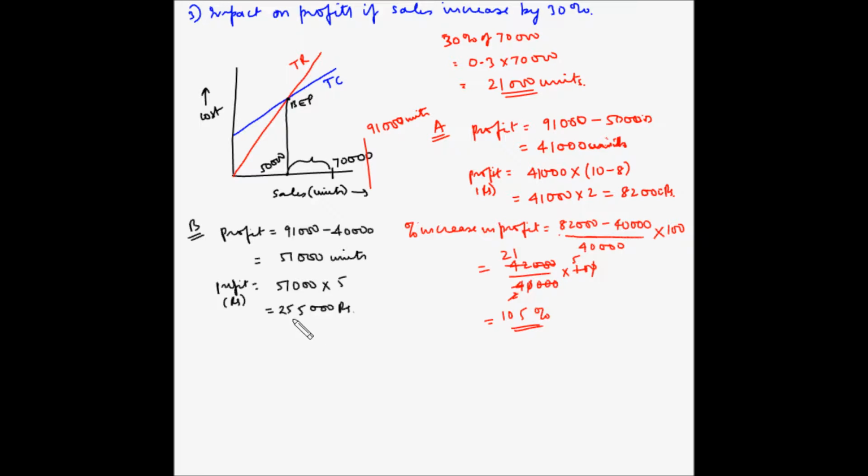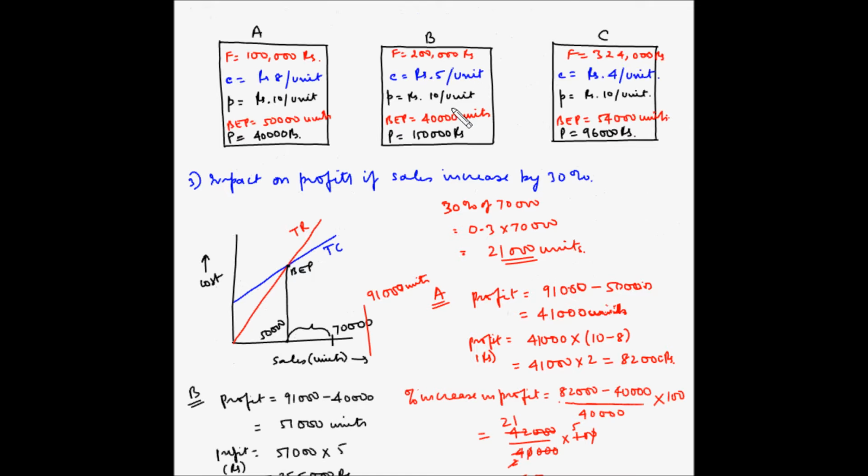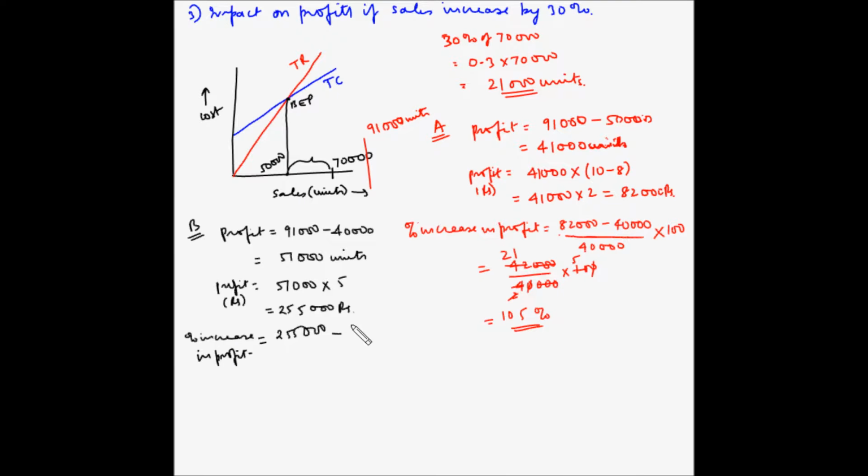So the profit in rupees is 255,000. Now we have to find out the percentage increase in profit, which will be equal to the new profit, which is 255,000, minus the old profit, which is 150,000, divided by the old profit, which is 150,000, multiplied by 100.